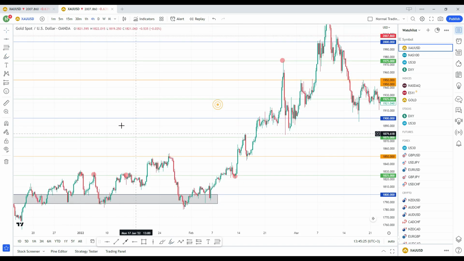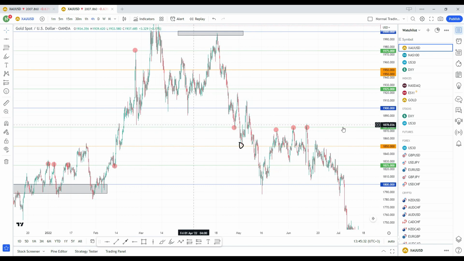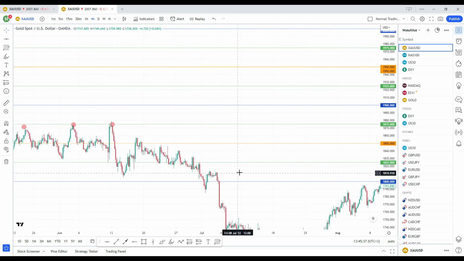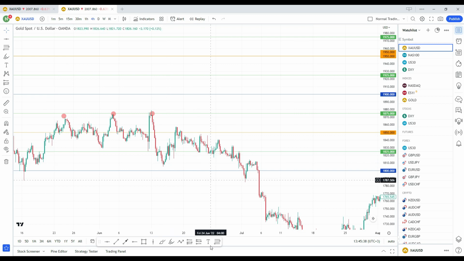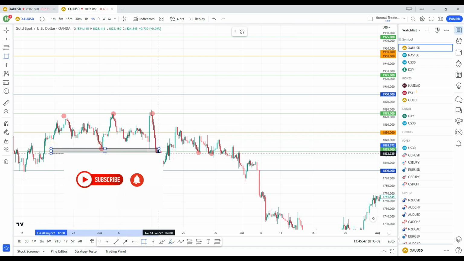Try backtesting down below here or above. Try to see if it works. For me, 100% working, because this is another strong support, still support, because again this is a zone, so it works.